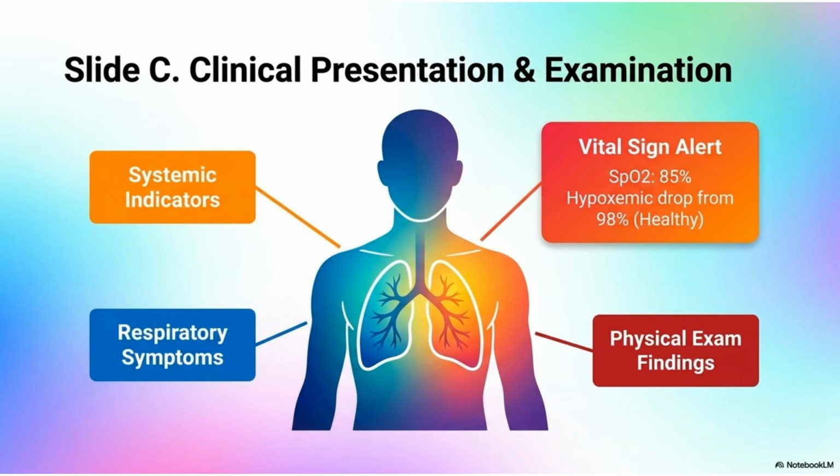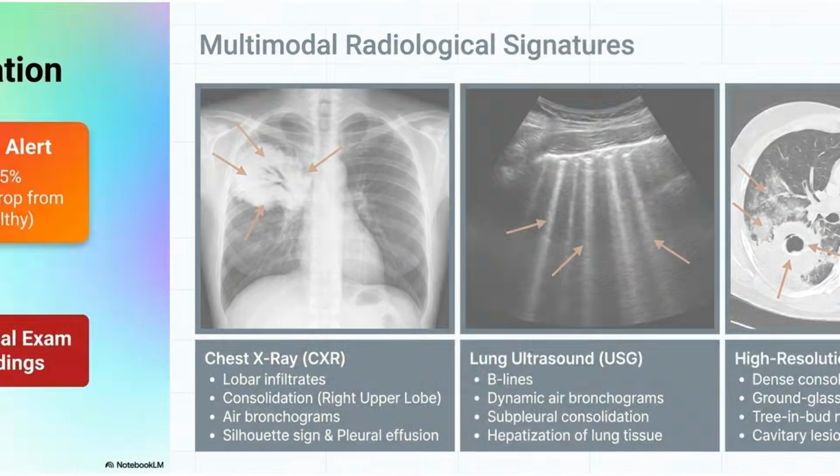Clinical presentation involves a mix of systemic indicators and respiratory symptoms. Physical examination and vital sign monitoring, such as tracking SpO2 levels, are vital for recognizing severe cases of hypoxemia.